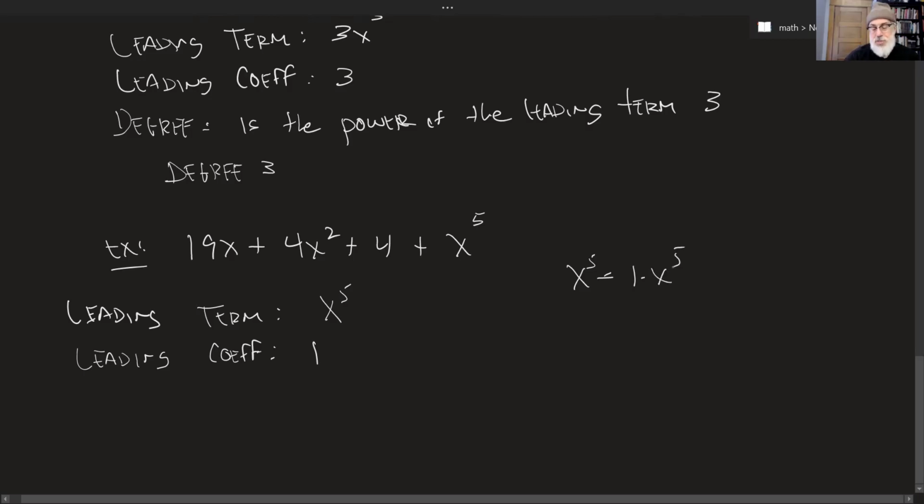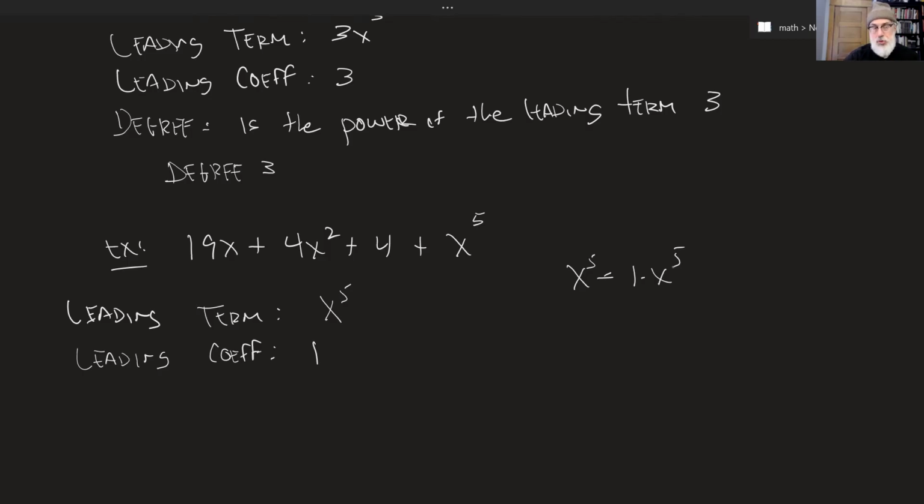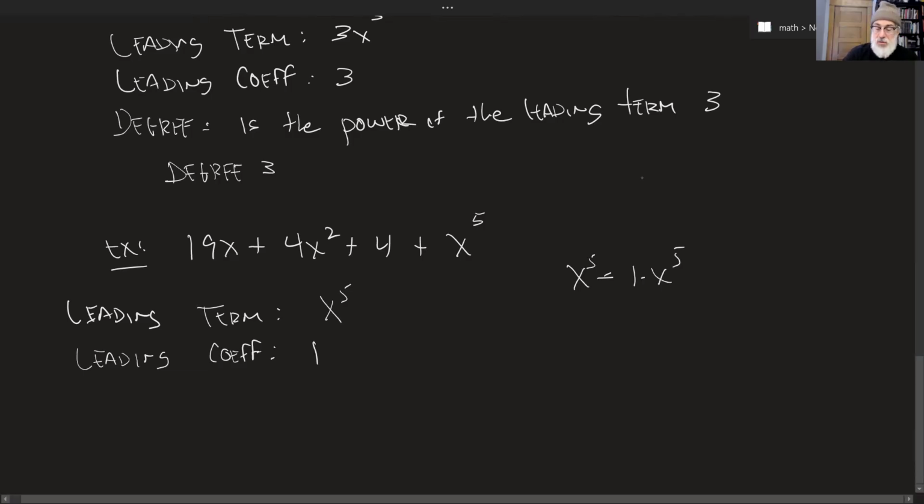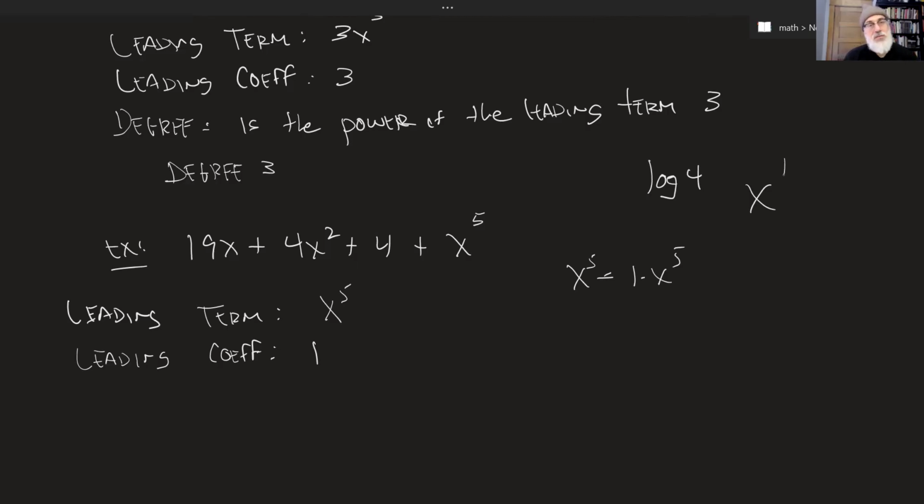Often in math notation, we do not write the most common or obvious. You might have noticed in logarithms, if we have a log of 4 and there is no base, we assume 10. X assumes a power of 1, and with no number in front of a variable like x to the 5th, we assume that the coefficient is 1.